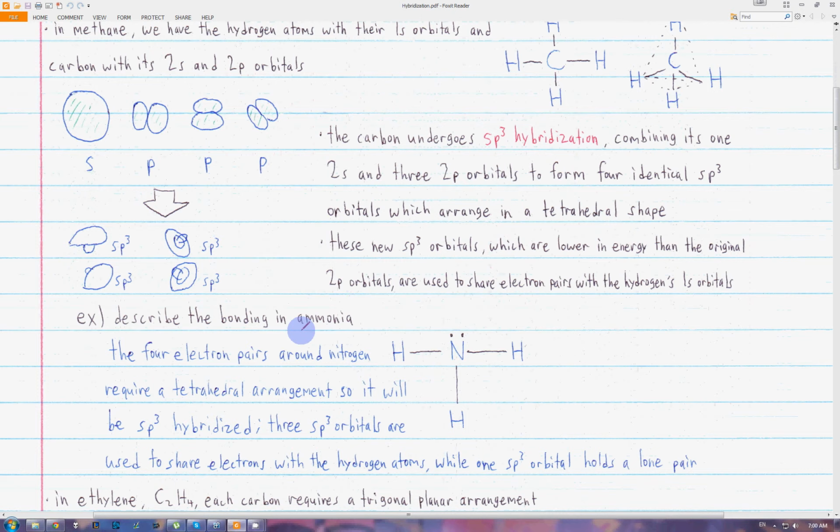So let's look at the hybridization in ammonia. So nitrogen has 3 bonding pairs and 1 lone pair. So again, it needs 4 spaces around it. So since it needs 4 electron pairs around it, it will also undergo sp3 hybridization. So 3 of these sp3 orbitals will be used to bond with the hydrogen, holding those shared electrons, and then 1 sp3 orbital will be used to hold the lone pair.